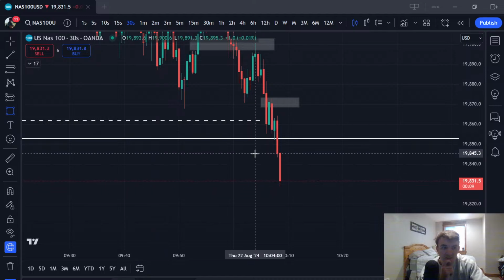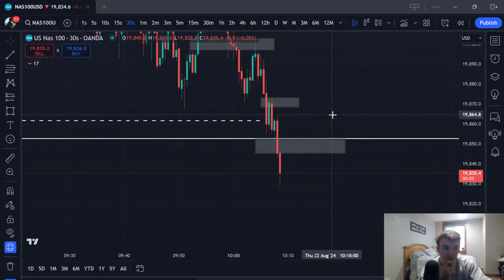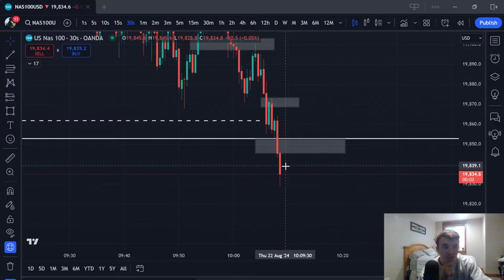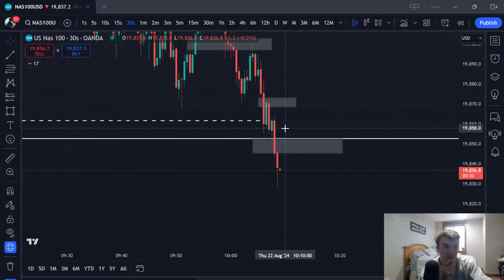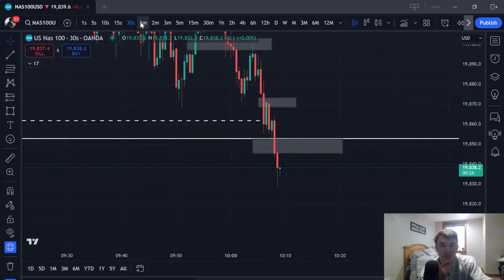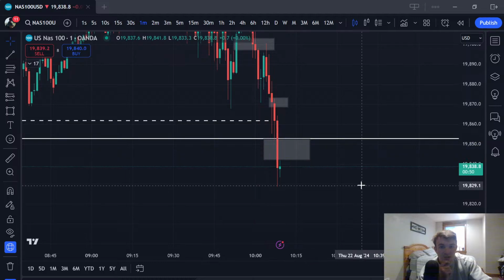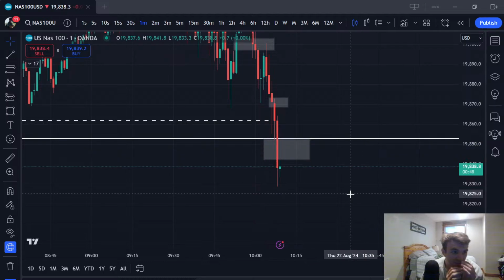Now, can we inverse this? 5 seconds till this closes. And if we could get a strong candle body back up, this will be an amazing trade. Sorry, this is on the 30-second. We want this 1 minute candle to close.